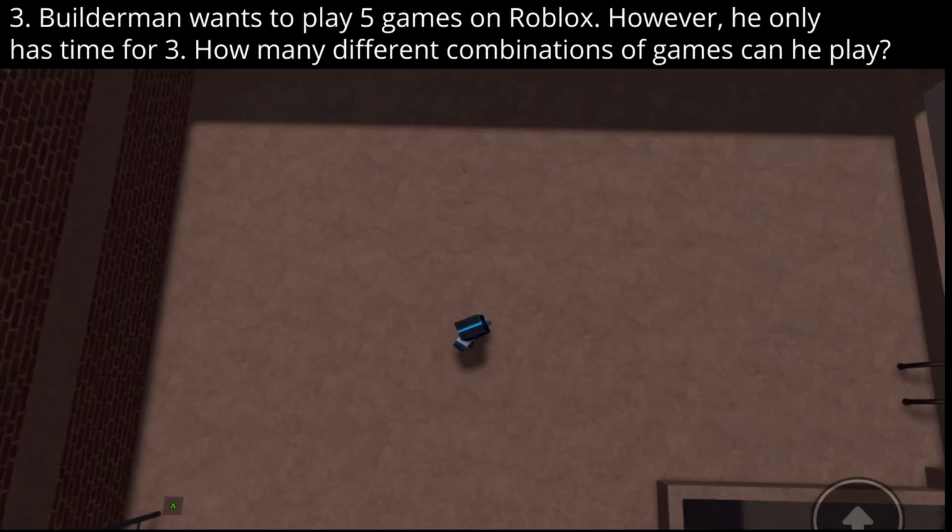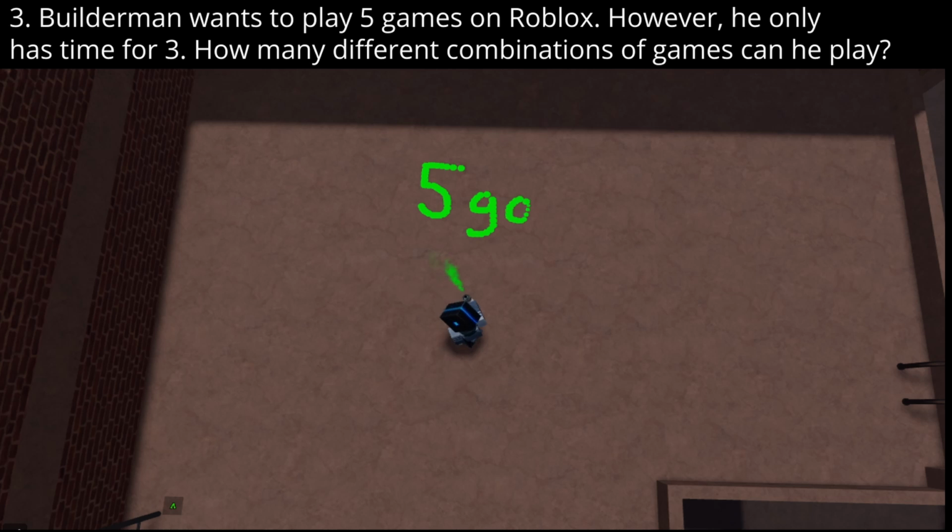Problem 3 tells us that Builderman wants to play 5 games on Roblox. However, he only has time for 3. How many different combinations of games can he play? So let's write down the important numbers. There are 5 games on Roblox that Builderman is thinking about playing, but he can only play 3 of them.